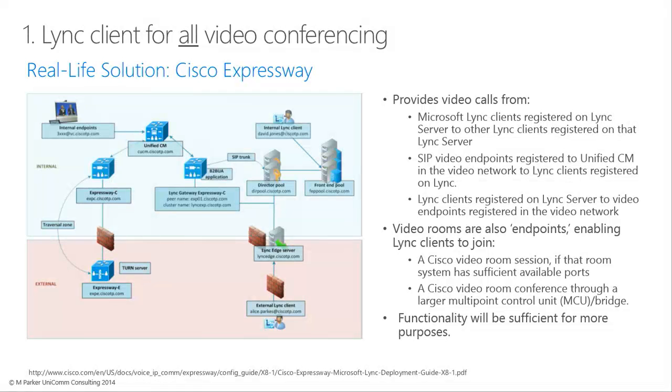So, here's my Lync system over here with my director pool, my front-end pool. Again, remember, this is their chart. Here's my Lync Edge server, my external client. And I want to join an internal endpoint. Now, that internal endpoint could be a CX device on a desktop. It could be a fancy desktop video unit, or it can be a Cisco room system, Tandberg room system.